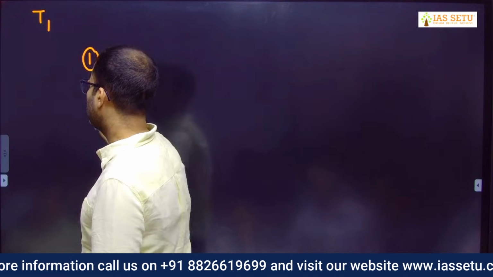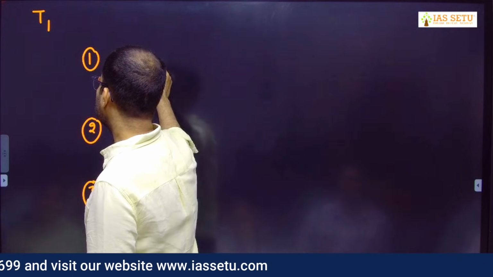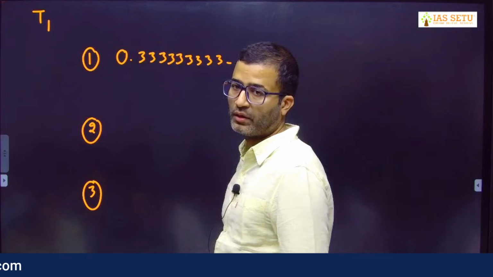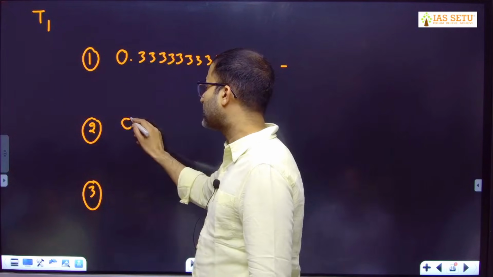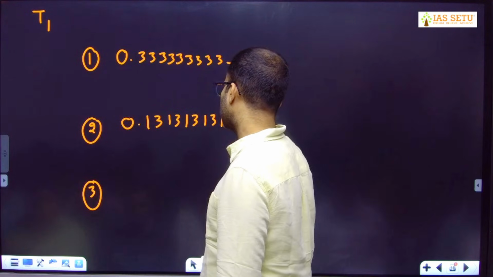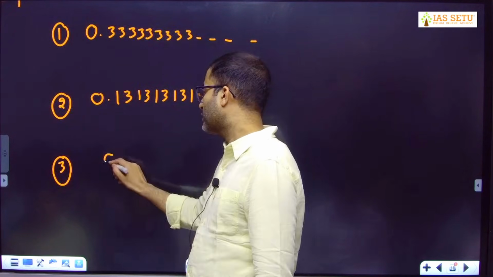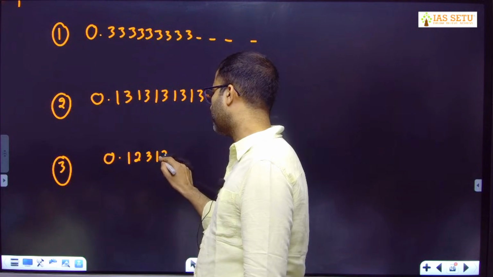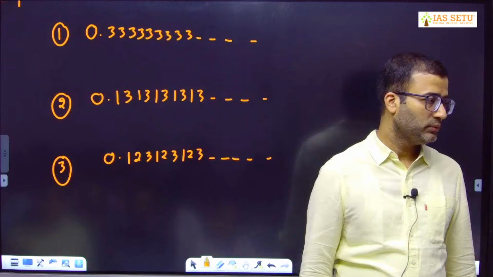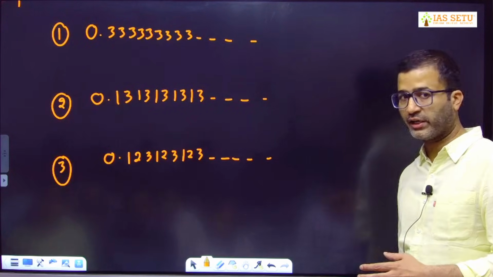I take 3 examples from my side. 0.33333333. Second example, 0.13131313 and so on. Third example, 0.123123 and so on. So we have to convert all these recurring decimals into fractions.